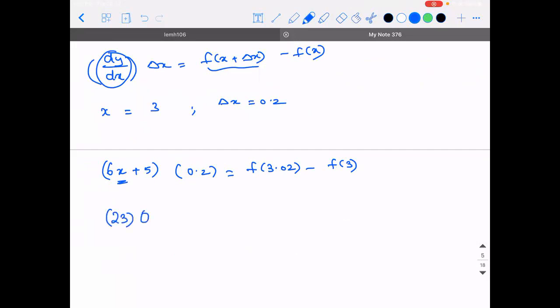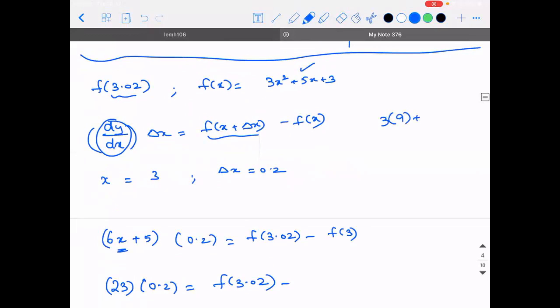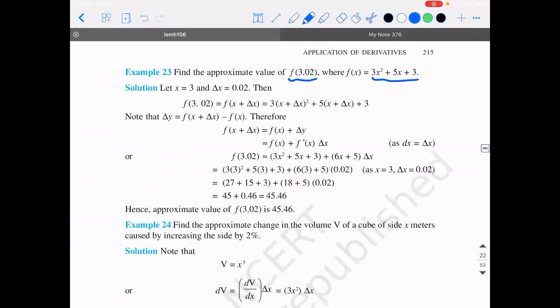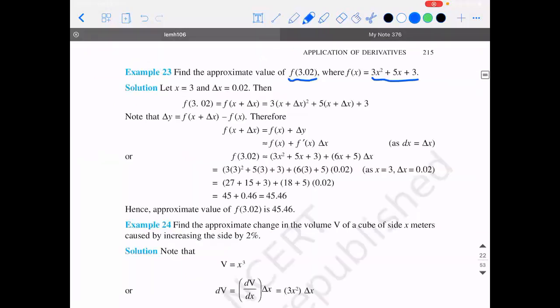So 23 into 0.2 is equal to f of 3.02 minus, how much is f of 3, guys? 3 into 9 plus 15 plus 3. 27 plus 15, 42, 42 plus 3, 45. So f of 3.02 is equal to 45 plus 4.6, which is going to be 51.6. 49.6, oh, sorry. Oh, wait. Did I make any mistake? So it is 49.6. But what is the answer they got?